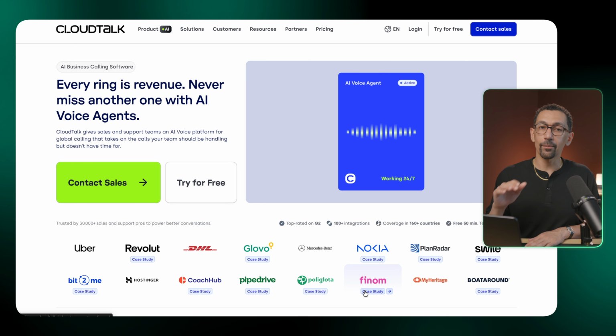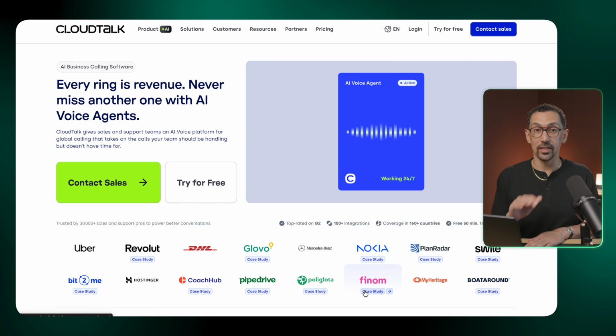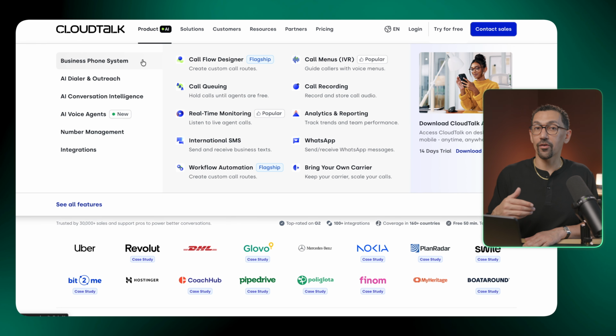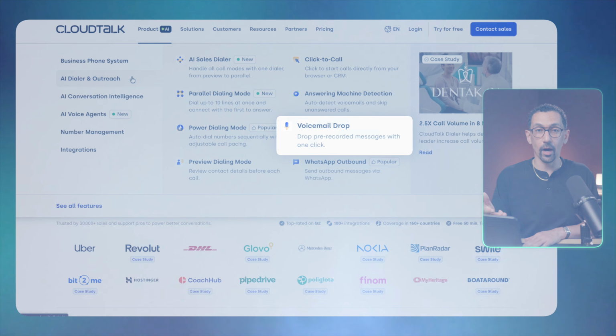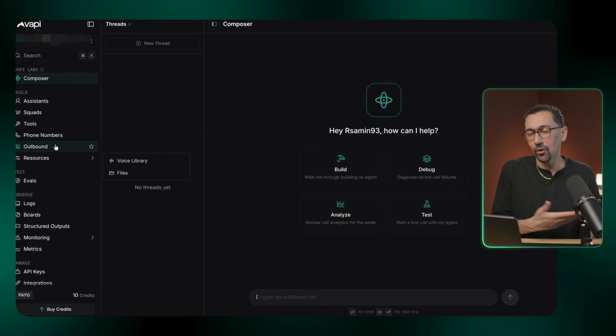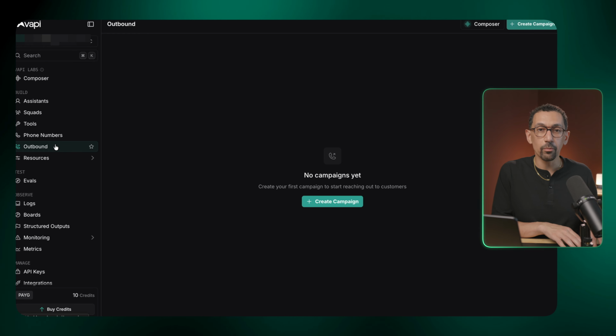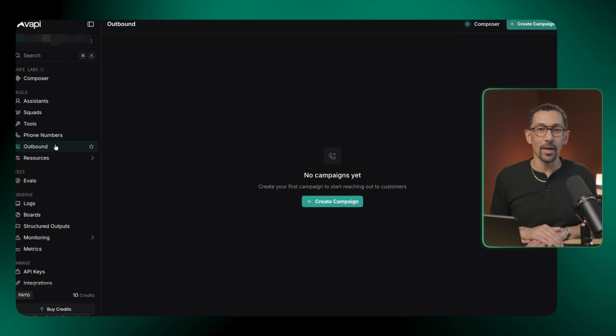CloudTalk is going to cover both. On the outbound side, you get a full AI sales dialer. Some of my favorite features are things like the parallel dialing, the power dialer, and voicemail drop. With Vapi, you can technically handle outbound calls, but it doesn't ship with dialer tools or campaign management. So if your team does outbound prospecting alongside inbound support, CloudTalk handles both without adding another tool.